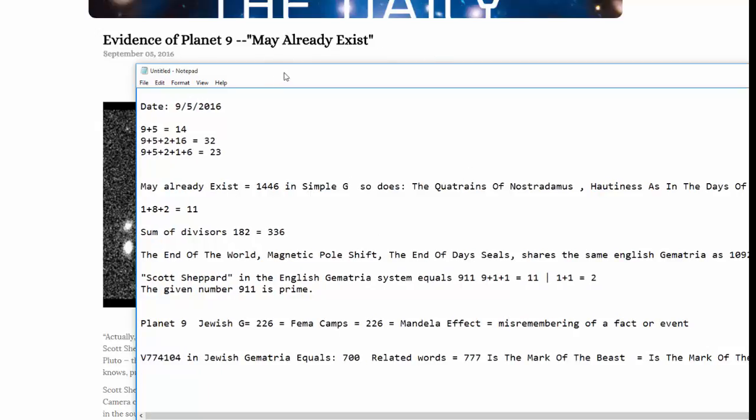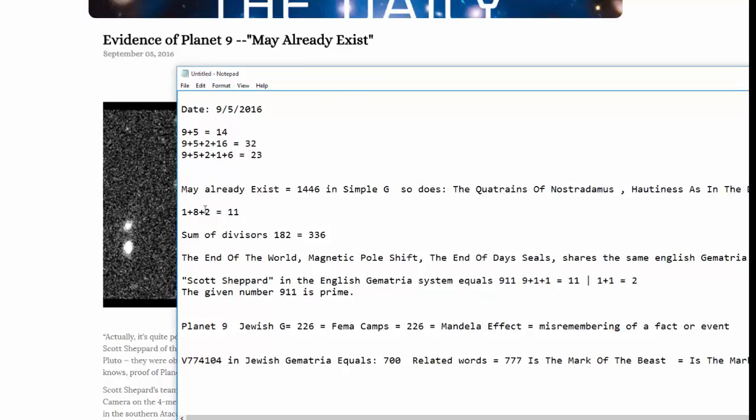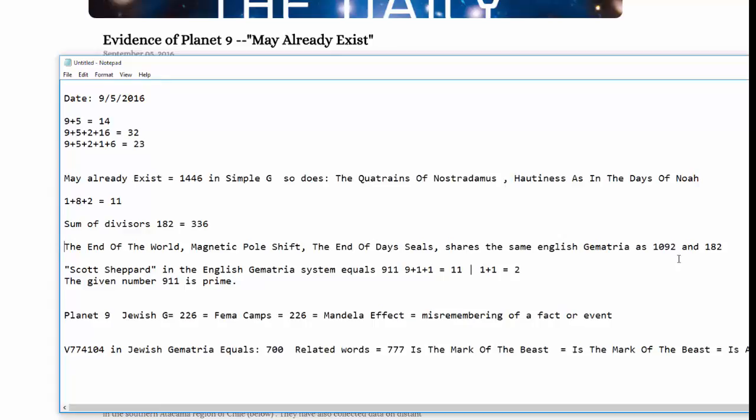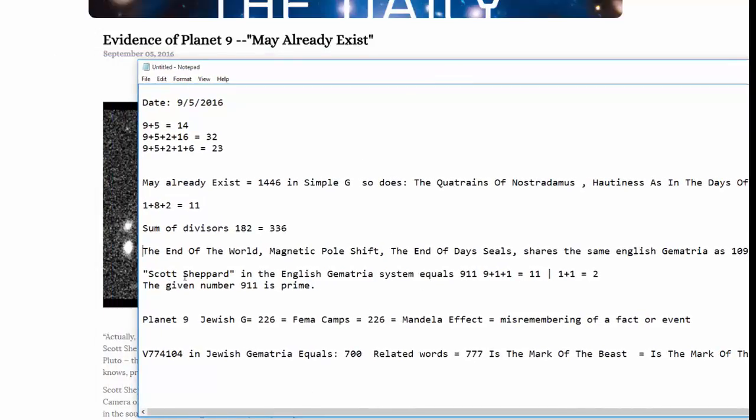May already exist. They hit you with these punchlines. The number 182 came up, and that equaled 11. And the sum of those divisors are 336, so there is a 33 there. Now, you also have the end of the world, magnetic pole shift, the end of days seals, and that shares the same English gematria as 1092 and 182. Those three words rather. Scott Shepherd in the English gematria system equals 911, and that also equals 11, so you can get 1111.